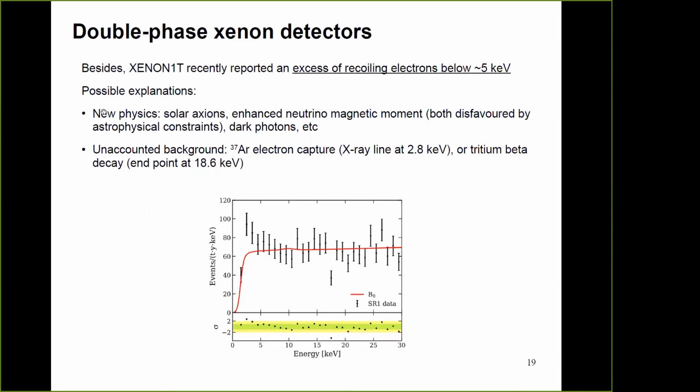There are two kinds of explanations, one that involves new physics, such as solar axions or an enhanced neutrino magnetic moment, although these hypotheses are highly constrained by astrophysical reasons, or some kind of unaccounted background. The XENON1T collaboration is mentioning tritium as a possibility, but it's true that argon-37 also has an X-ray line at precisely that energy. So far, we don't know what it is, and that's something to definitely keep an eye on.